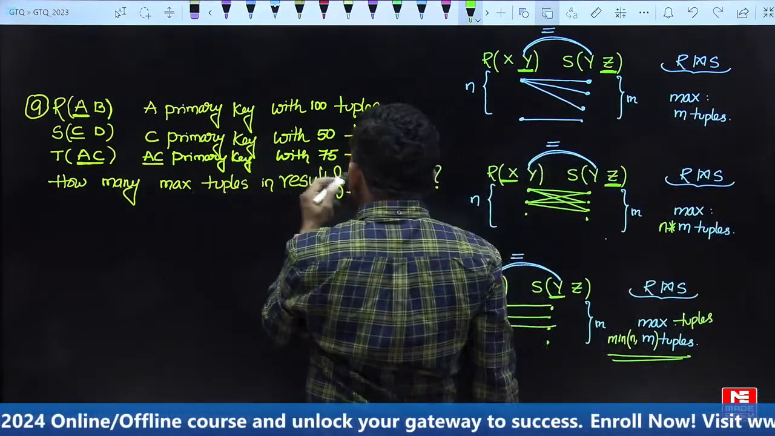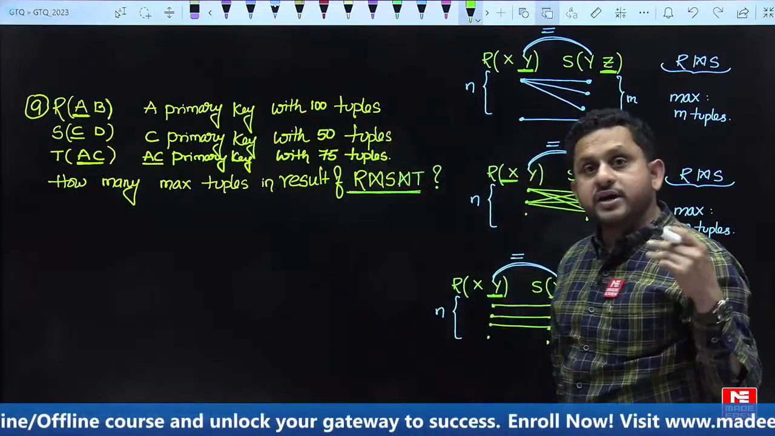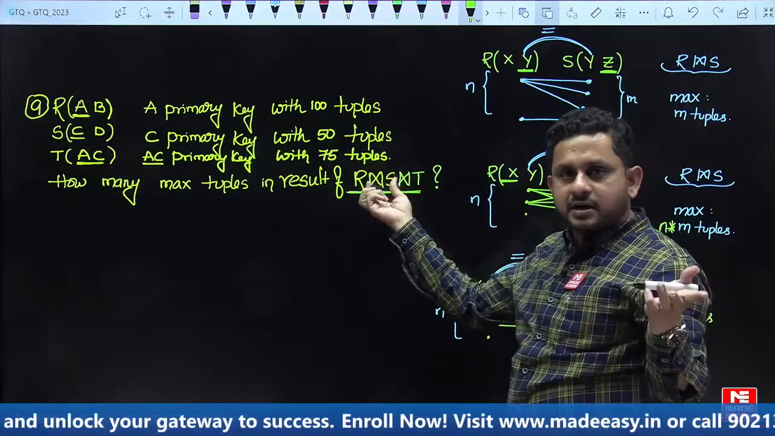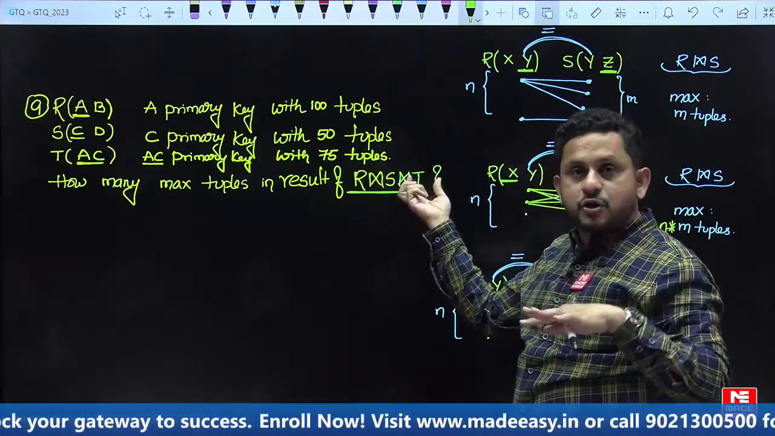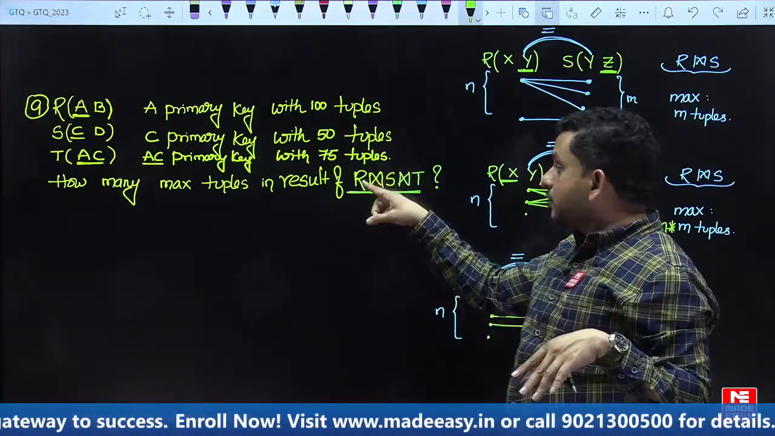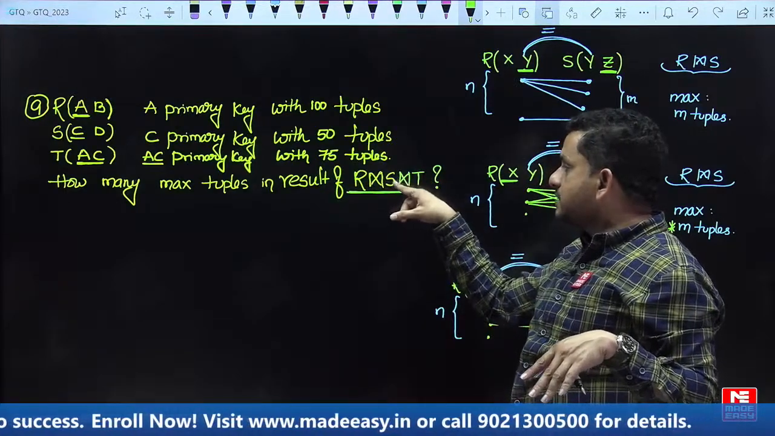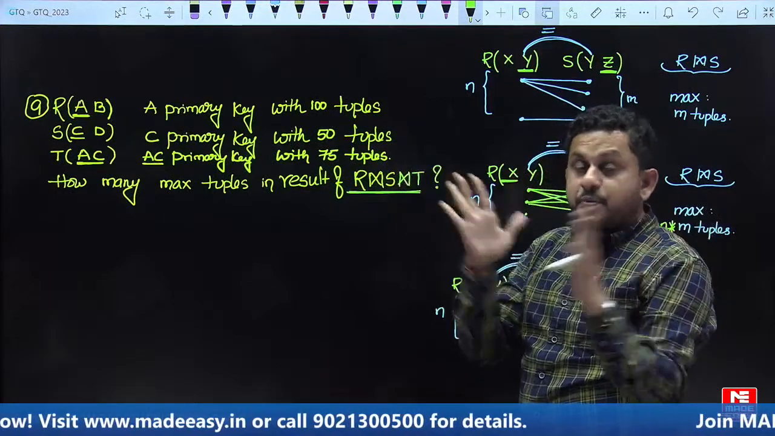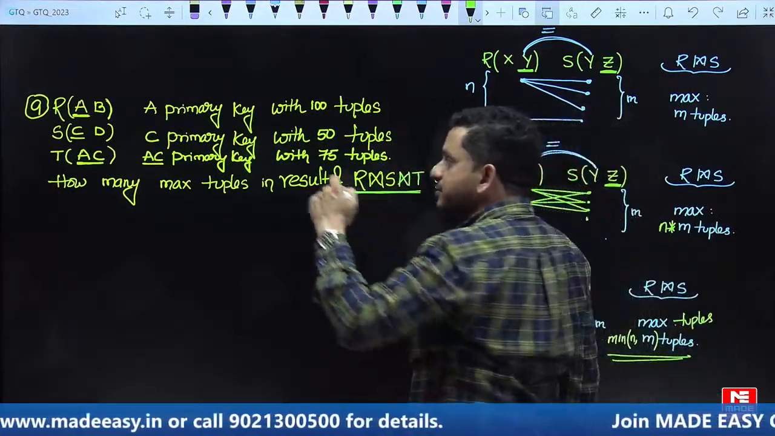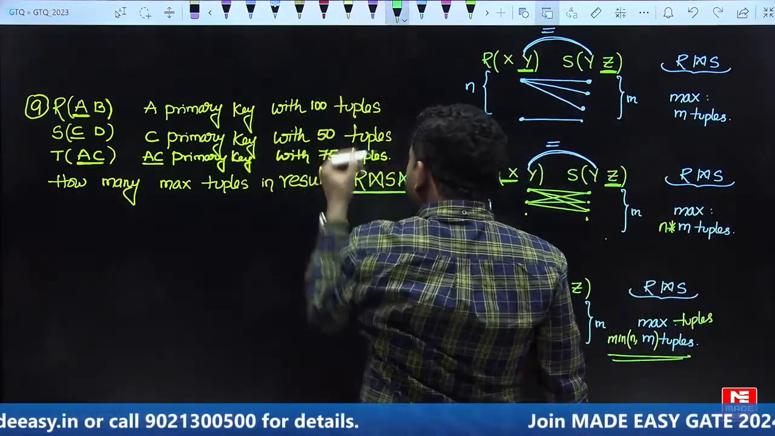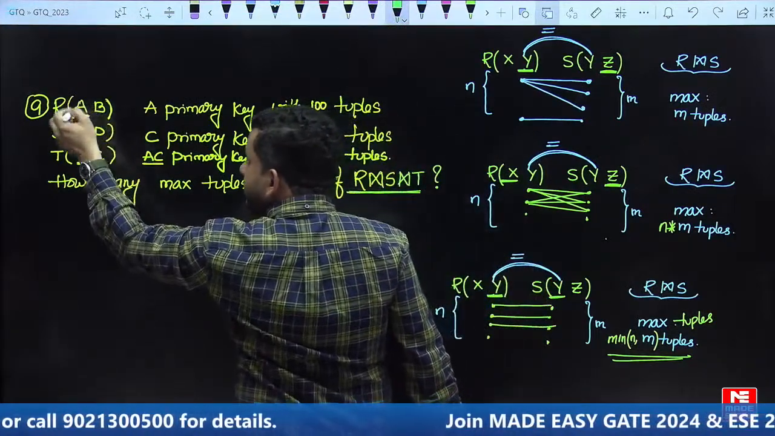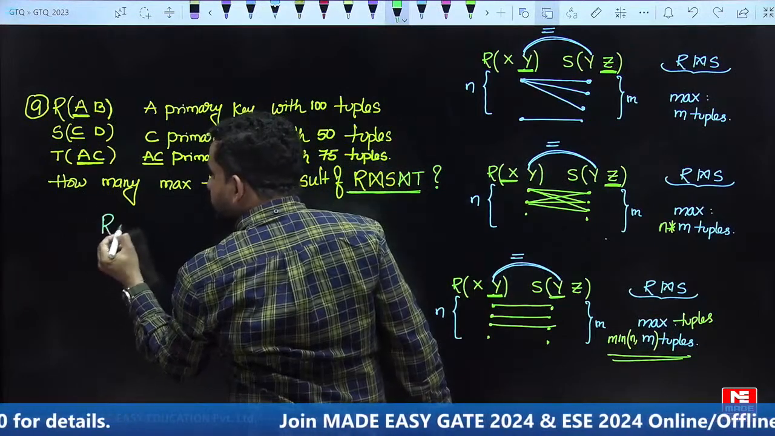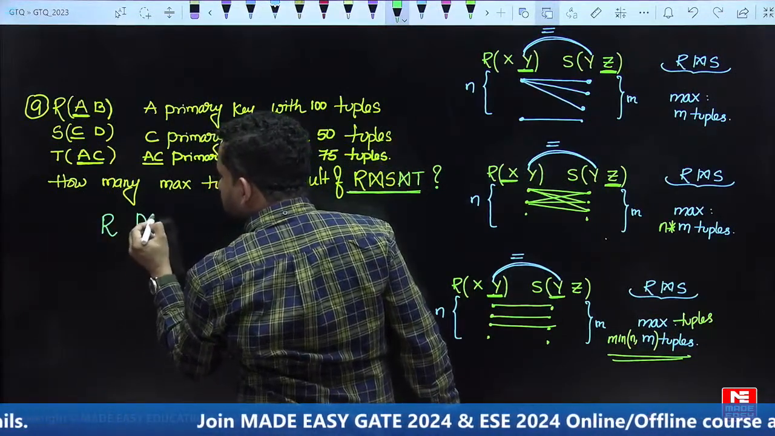So join is commutative and associative. It means you can do R join S, S join R, or S join T and T join R, or you can take R join T join S or S join T join R. Order doesn't matter, and you know the meaning of commutative, right? So you can take these three tables in any order. Assume that the first two relations are joined.